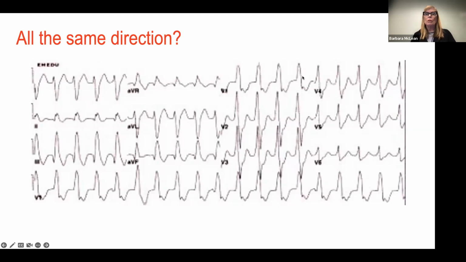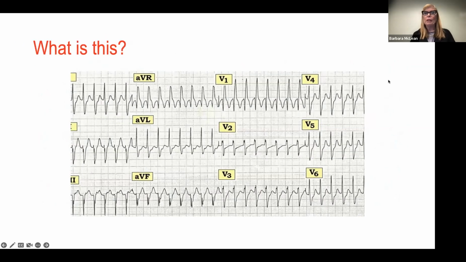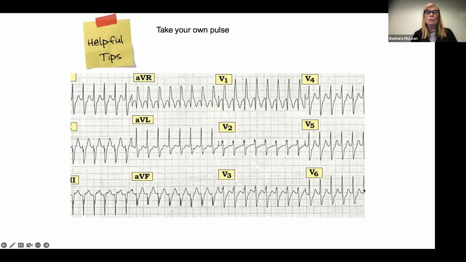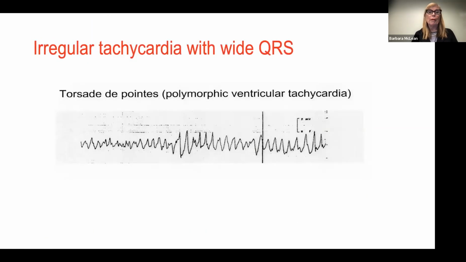Taking a look at this, you can see V1, 2, 3, 4, 5, and 6, all pointing in the same direction, all pointing upwards. This is called positive concordance. This is VTAC. Take a look at this. V1 is upright, V6 is upright with the downward. This is a right bundle branch block. So a lot of information to talk about here.